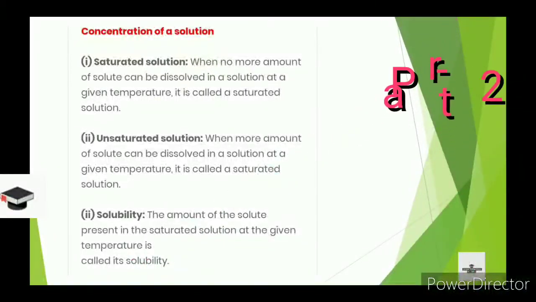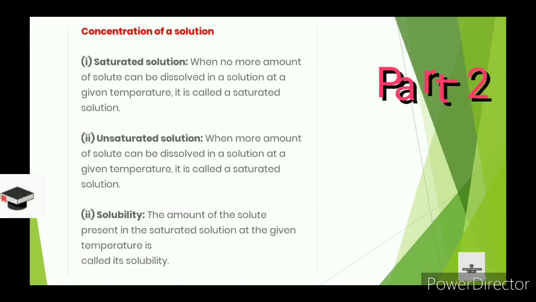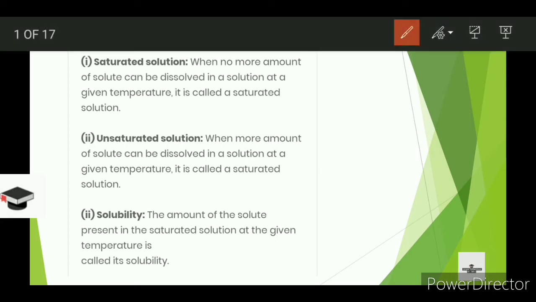So this is part 2 of chapter number 2, Is Matter Around Us Pure. First we will study the concentration of a solution: saturated solution and unsaturated solution. When no more solute can be dissolved in a solution at a given temperature, it is called a saturated solution.